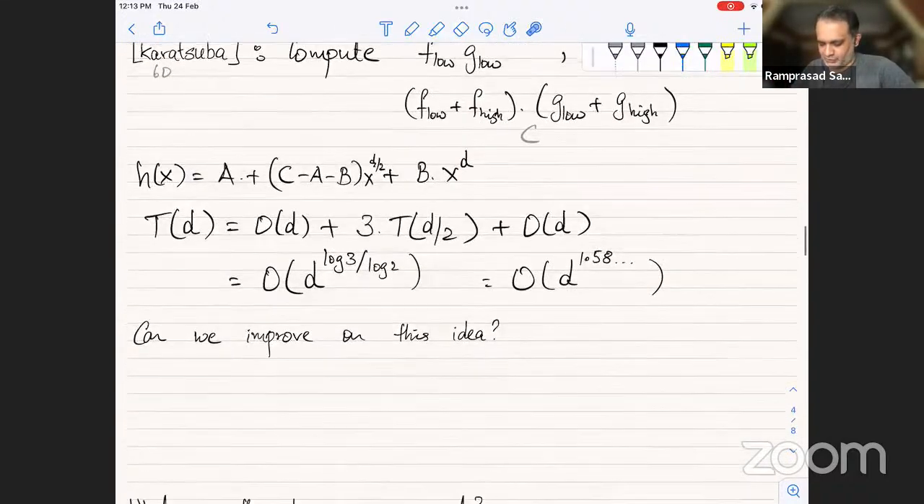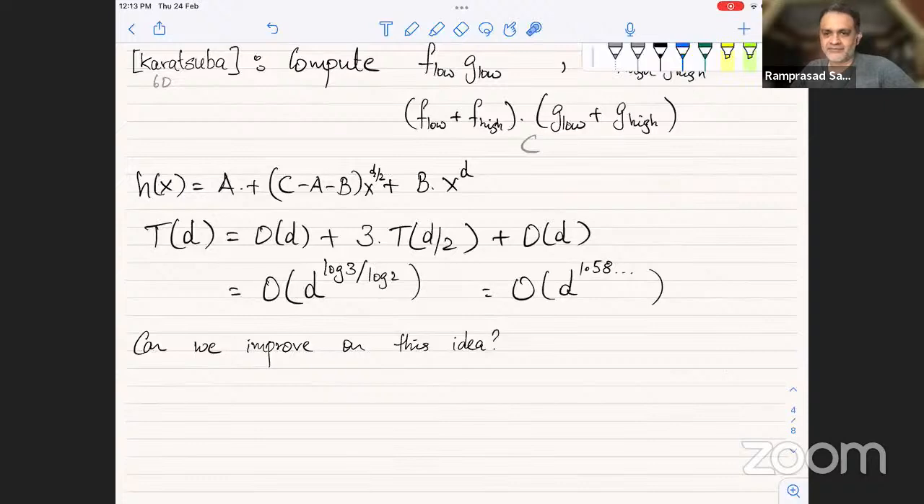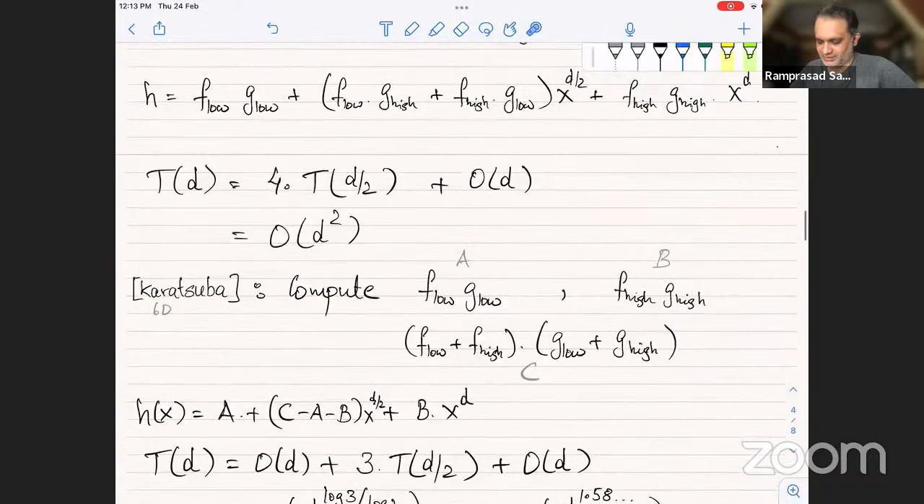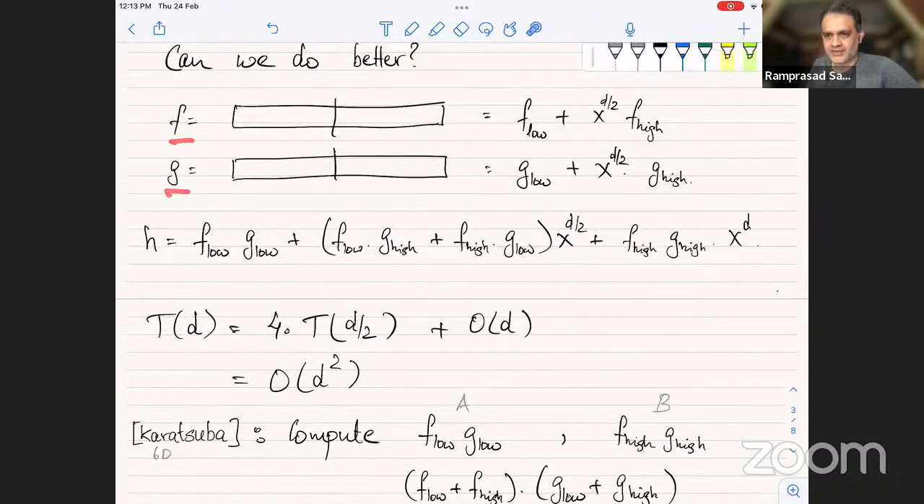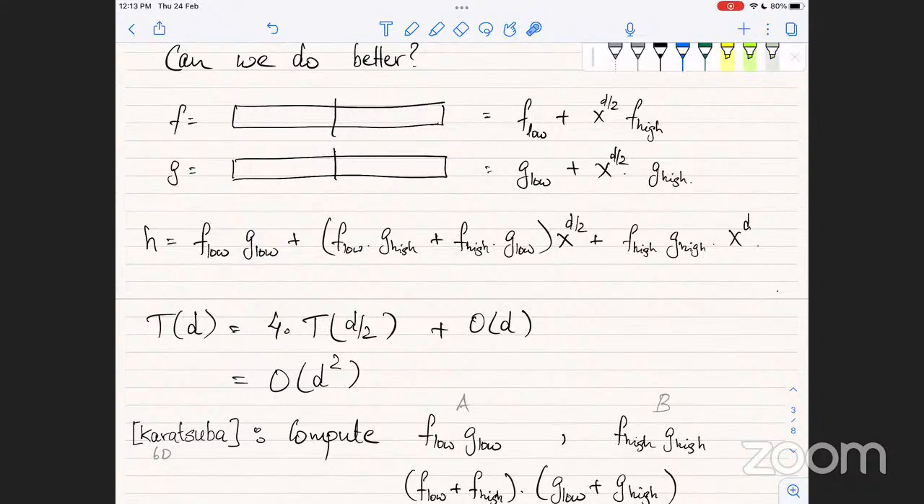Okay, so now I want to ask, can we improve on this idea? What did we do here? We said, let's take our f and g and break them up into two chunks. And naively, it seemed like we needed 4 multiplications. We needed to figure out 4 terms. But we somehow got away with doing just 3 terms.